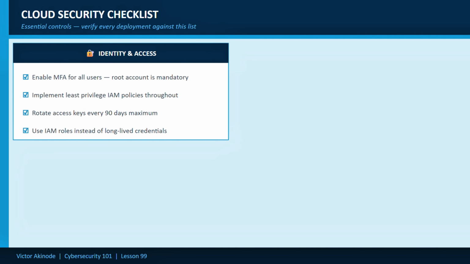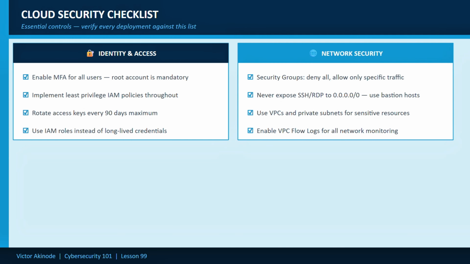Now let's wrap up with an essential cloud security checklist. The first one is identity and access. For this, enable MFA for all users, especially root, implement least privilege IAM policies, rotate access keys every 90 days, use IAM roles instead of long-lived credentials, and delete unused users and keys. Number 2, network security. And for this, configure security groups to deny all by default. Never expose SSH or RDP to the internet.